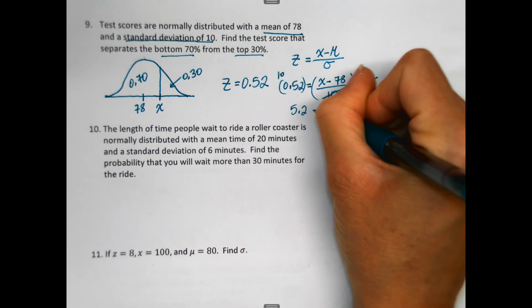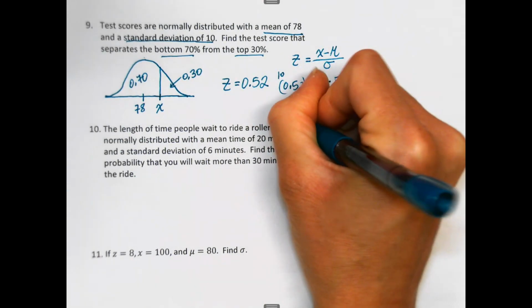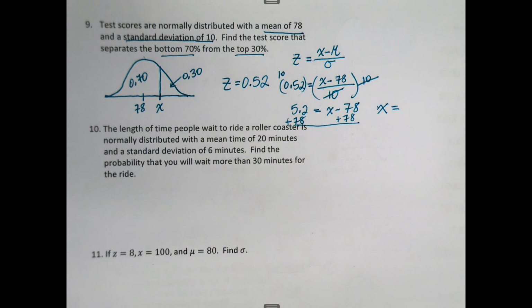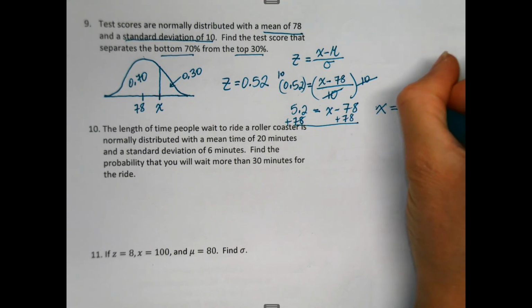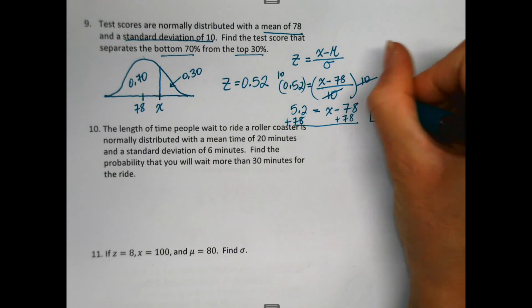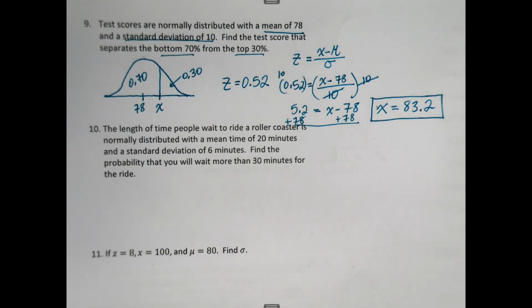Then I'm going to add 78 to both sides. We find out that x is equal to 83.2. Therefore, the score that separates the lower 70% from the upper 30% is a score of 83.2.